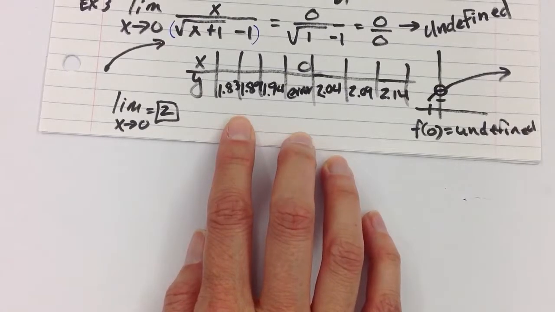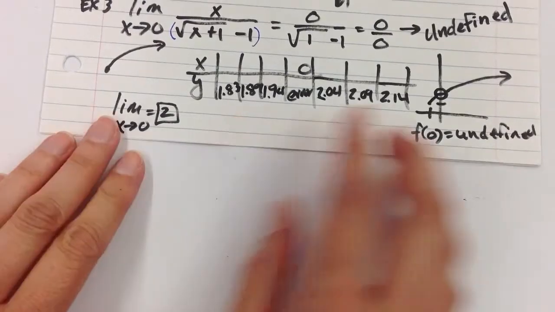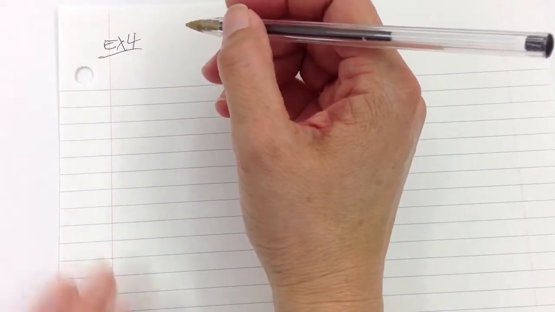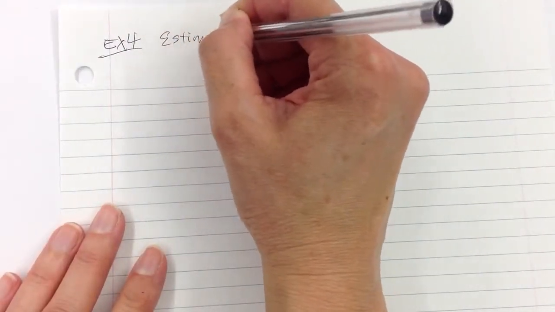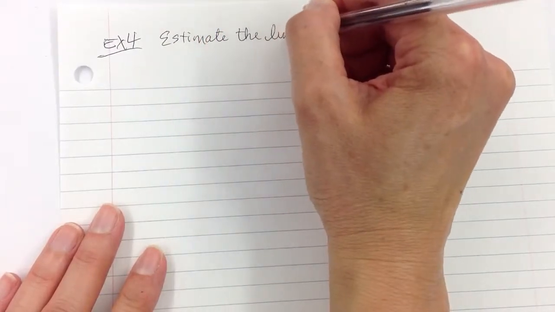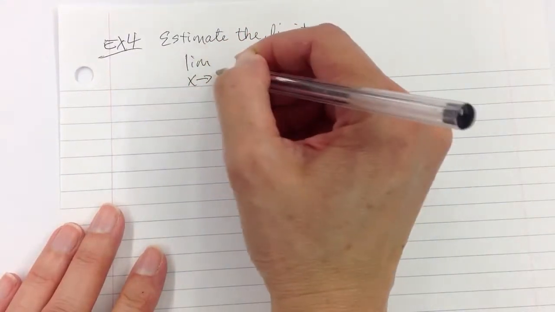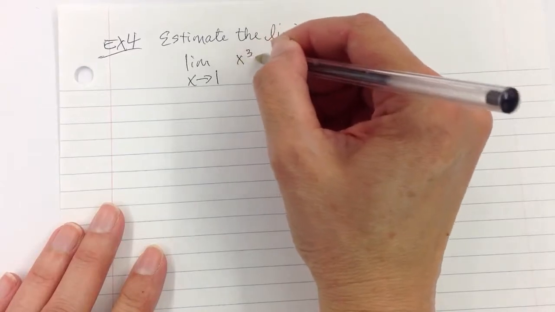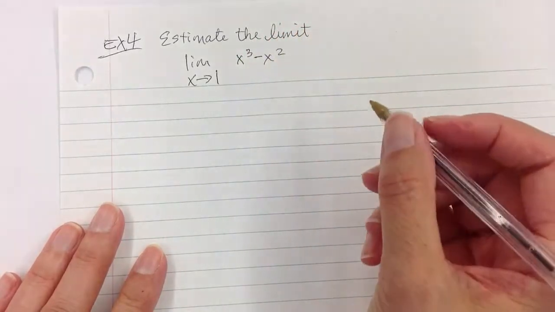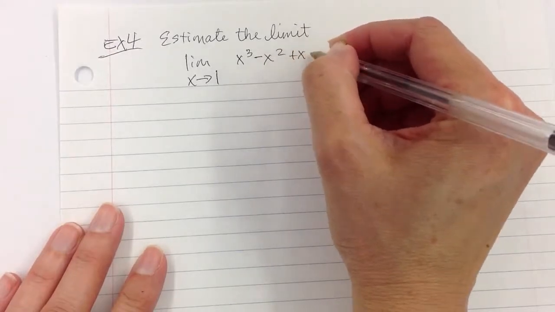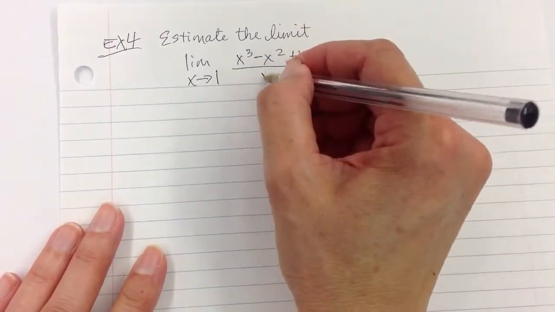Okay, so let's look at another example. Let's flip to the next page, example 4. Let me switch pens, you can still see this. Example 4 says to use a graphing utility to find the limit. We want to estimate the limit as x approaches 1 of x cubed minus x squared plus x minus 1, all over x minus 1.